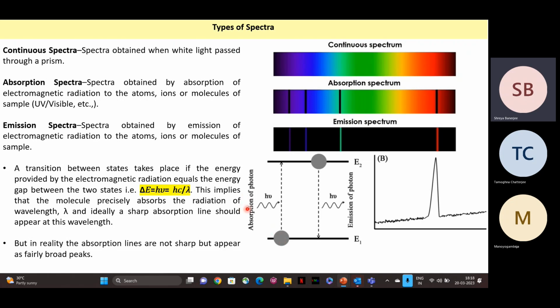So here you can see absorption of a photon occurs when the electron absorbs a photon of energy h nu, it gets promoted from ground state to excited state. The wavelength of this radiation will appear as a dark line in the absorption spectrum. Again, when it comes down to the ground state, it emits a photon of the same energy, and the wavelength of this photon will appear as a bright line in the emission spectrum.